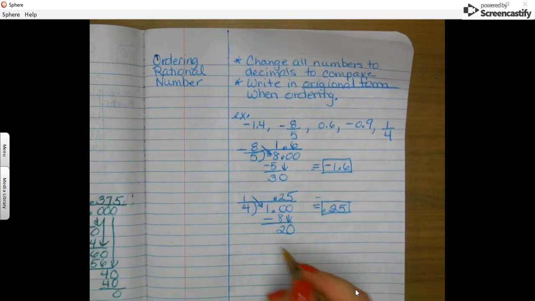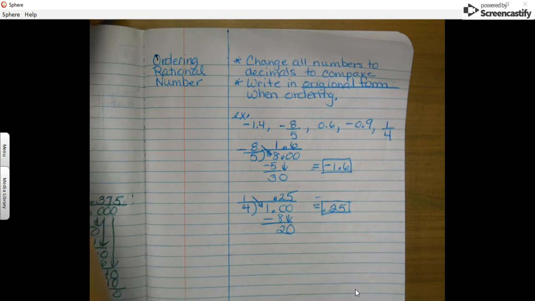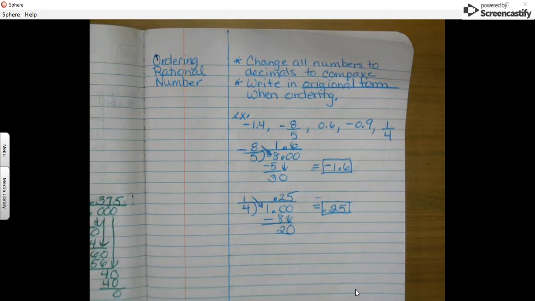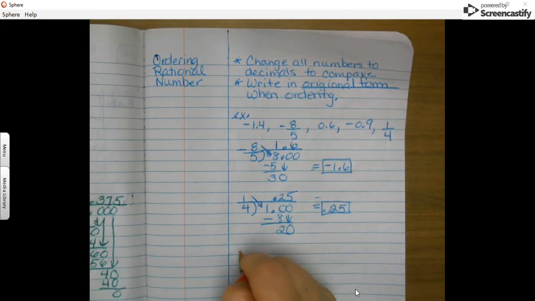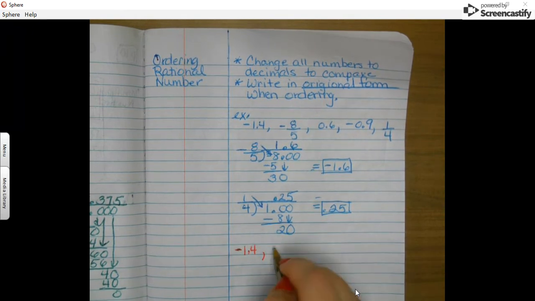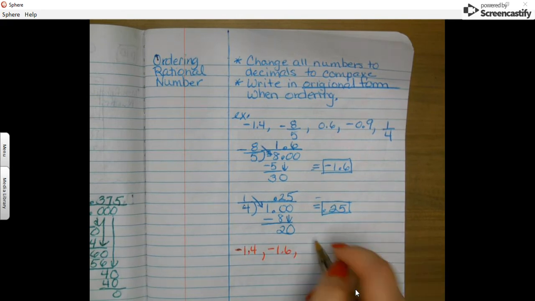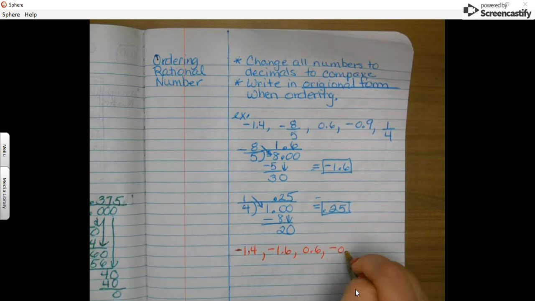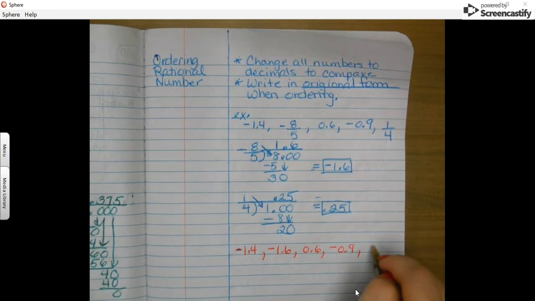So now I'm going to rewrite it. Whoa, flying pens. So what I've got is a negative 1.4. We said that the negative 8/5 comes out to a negative 1.6. Then I had 0.6. Then I had negative 0.9. And we said 1/4 comes out to 0.25.